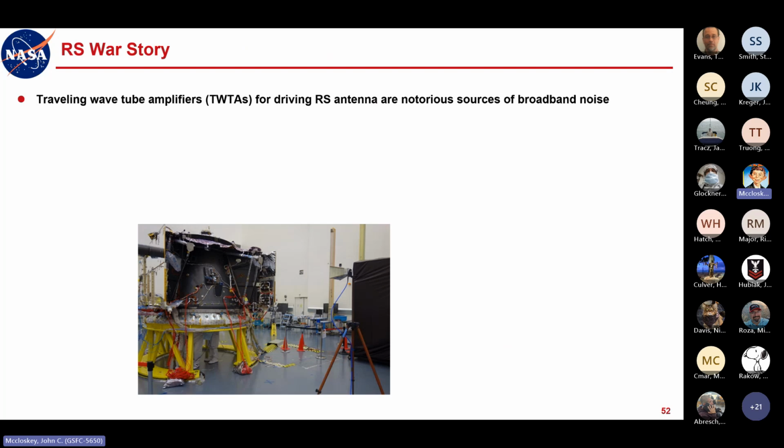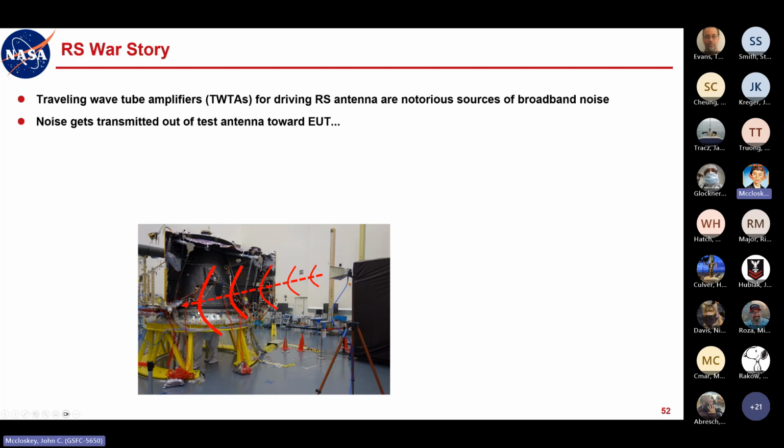Well, another war story for you. So these TWTA amplifiers, we use them on spacecraft, but they're also commonly used for RS testing. That's what Northrop used. These TWTA amplifiers for driving the RS antennas are notorious sources of broadband noise. And that noise gets transmitted right out of the test antenna or the EUT.